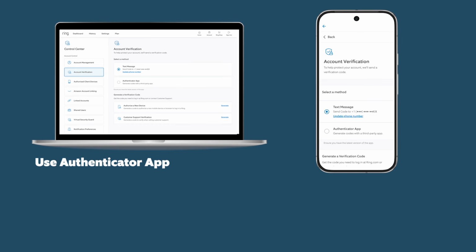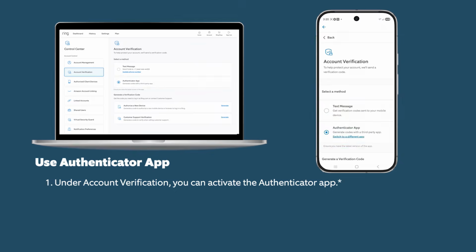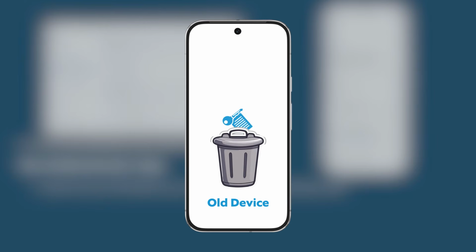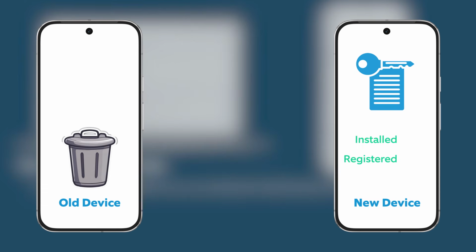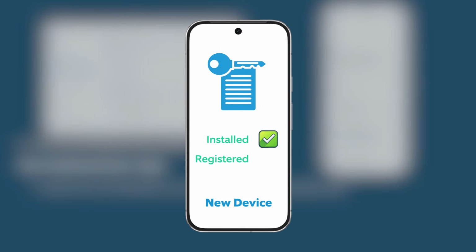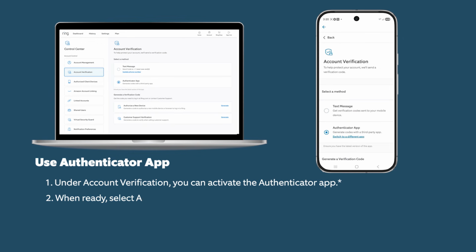If you prefer to use an authenticator app, that is located under Account Verification in Control Center. But keep in mind that if you currently use an authenticator app to verify your device, make sure you delete it off your old device before installing it on your new device. After the authenticator app is installed and registered on your device, return to Control Center. Select Authenticator app.